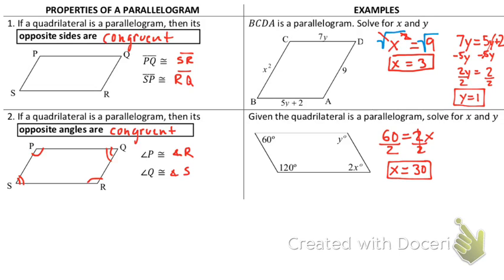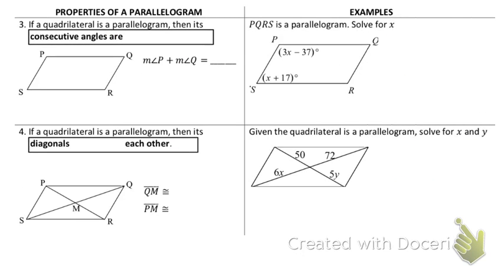Okay, so we took care of the x's. Now I'm going to go ahead and do the y. So opposite the y angle is 120. I can set these equal to each other. And if you notice, there's nothing to solve here. This is my final answer. All right.